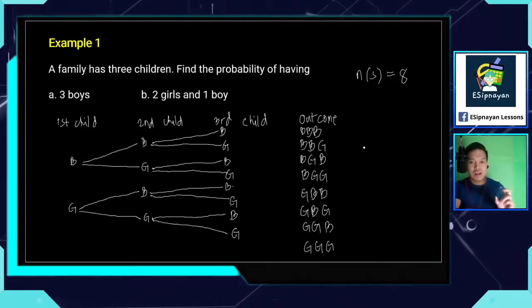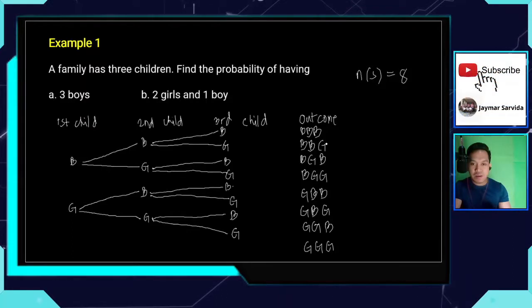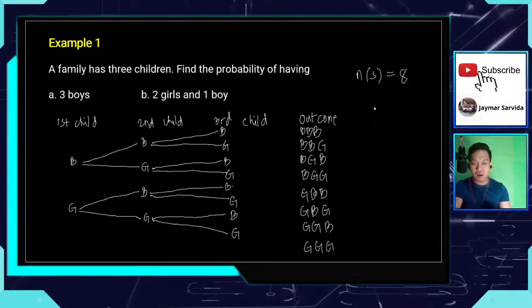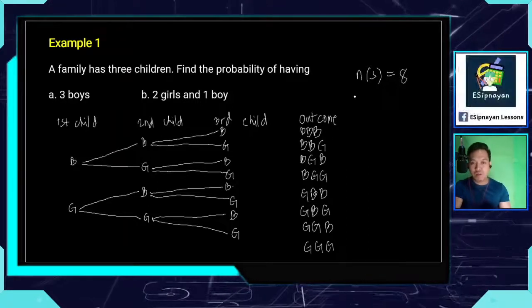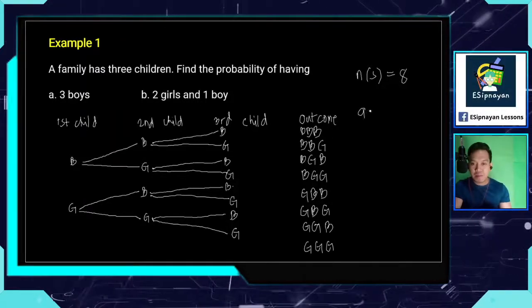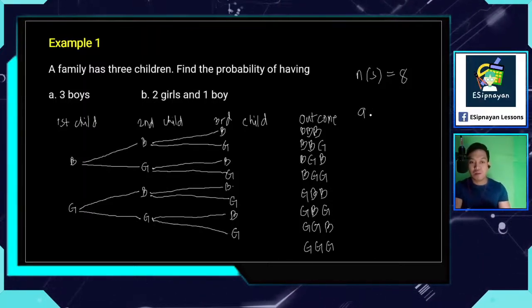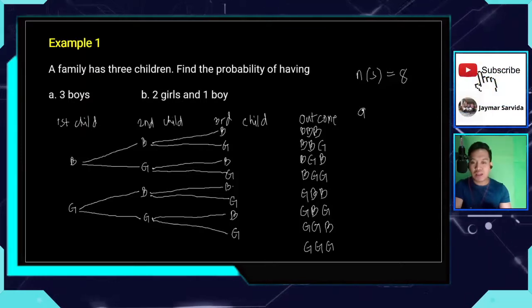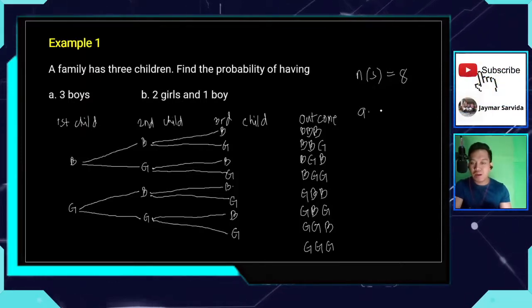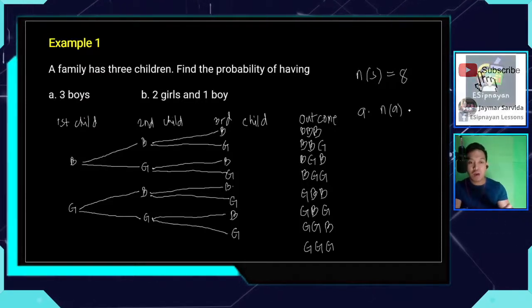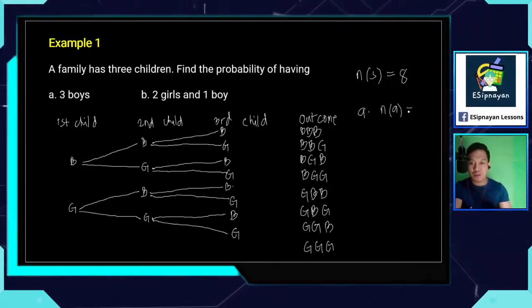Ngayon naman, yung sa letter A natin, having 3 boys. Okay, so we have only 1. Having 3 boys, we have only 1 here. So, for letter A, the number of favorable outcomes, N of A, having 3 boys is only 1.